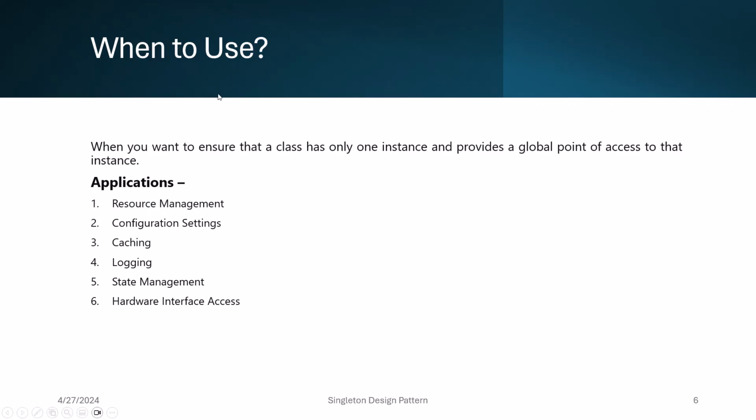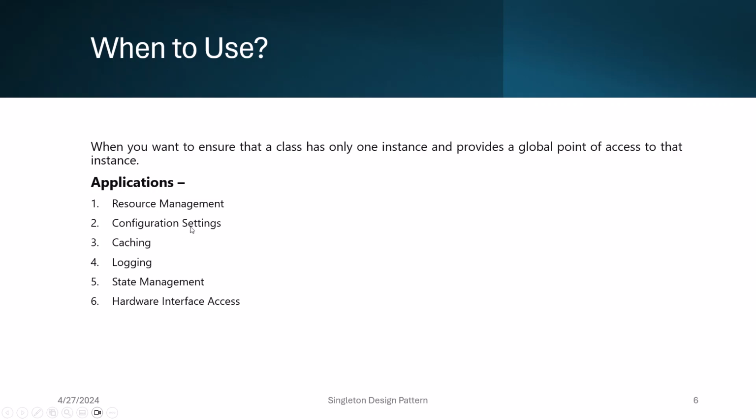Here we'll see when to use the singleton design pattern. When you want to ensure that a class has only one instance and provides a global point of access to that instance, at that time we can use the singleton design pattern. There are different applications where we can use it. First one is resource management. When you have limited resources that need to be shared among multiple parts of your application, such as a database connection pool, logging services, or thread pool, at that time we can use the singleton design pattern.